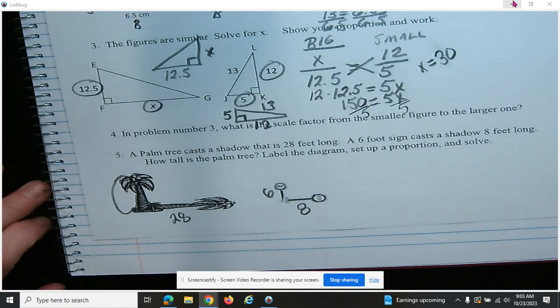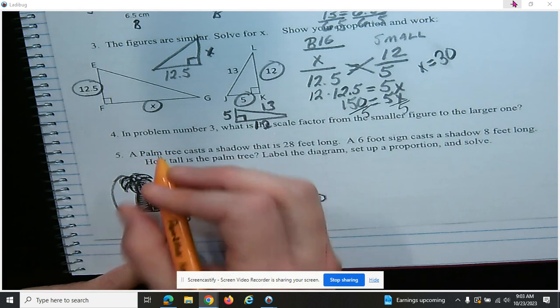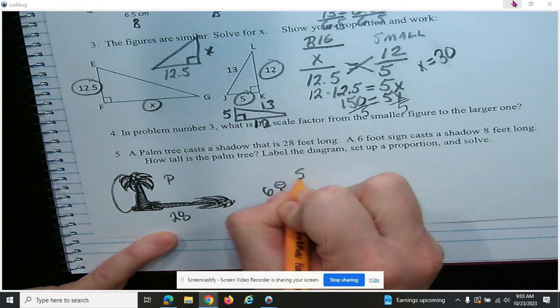How does a 6-foot tall sign cast a shadow that's long? Have you ever stood in the road and had a shadow be taller than you? It all depends on the angle of the sun. The higher up in the sky it is, the shorter your shadow. The lower in the sky it is, in the early morning or late at night, the longer your shadow is going to be. Okay? So here I have my palm tree and I have my sign.